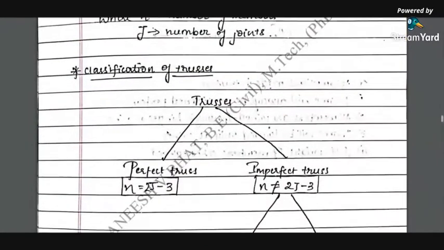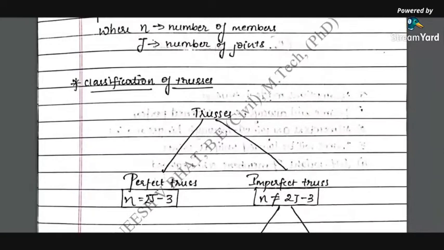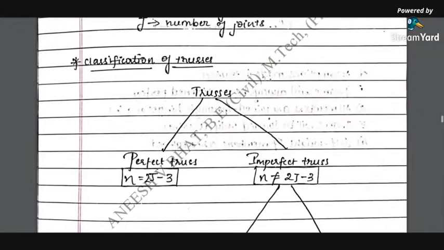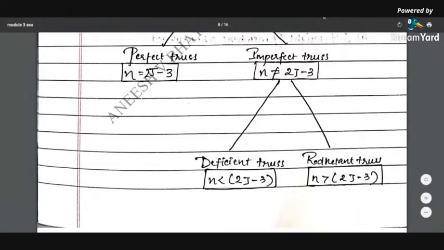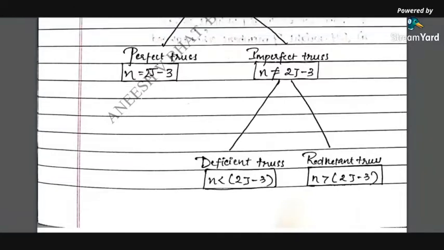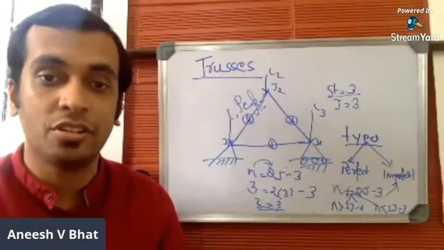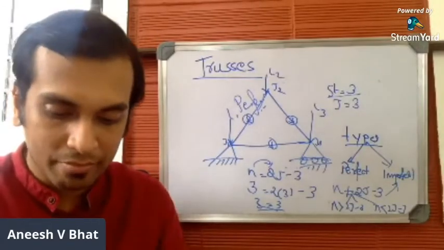So this is all about the classification of trusses. Trusses are majorly classified into two types. The first type is perfect trusses, where n is equal to 2j minus 3, and the second type is imperfect trusses, where n is not equal to 2j minus 3. When n is not equal to 2j minus 3, n can be less than 2j minus 3 or greater than 2j minus 3. When n is less than 2j minus 3, such trusses are called deficient trusses, and when n becomes more than 2j minus 3, such trusses are called redundant trusses. So this is all about the different types of trusses available.